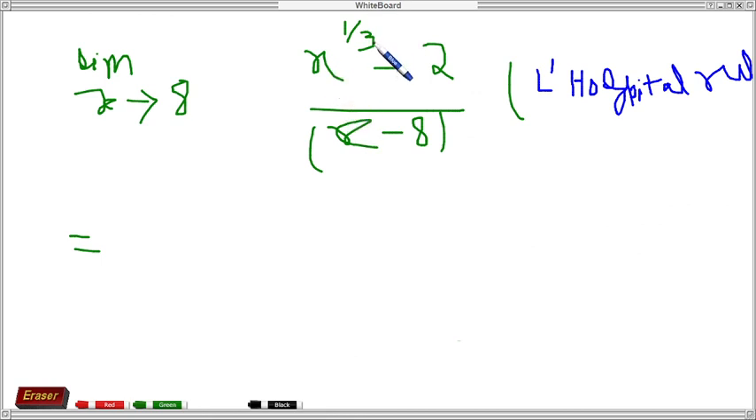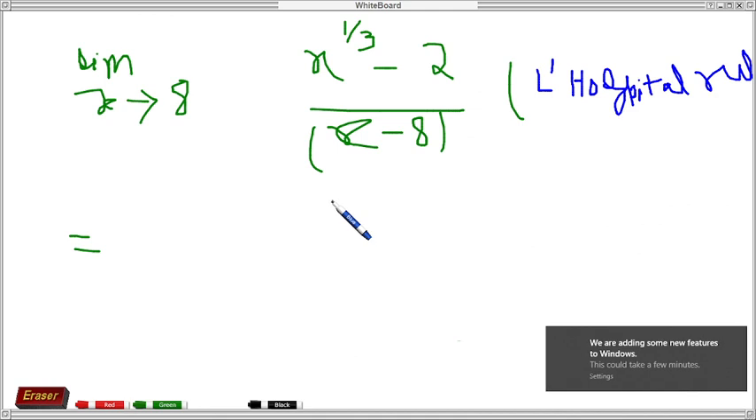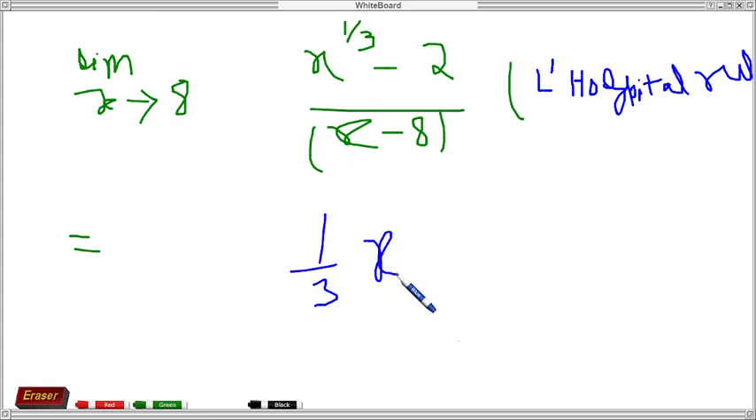x to the power 1 by 3. What is the differentiation of this? The differentiation of this will be nothing but 1 by 3 x to the power 1 by 3 minus 1. And what is the differentiation of x? That will be 1, and the constants become 0.